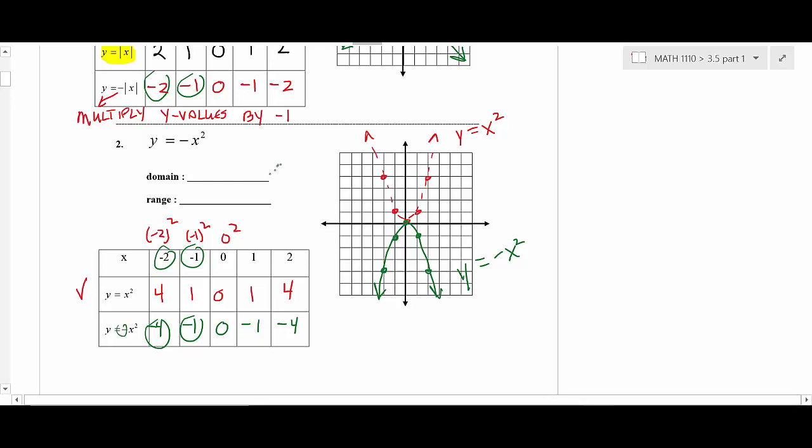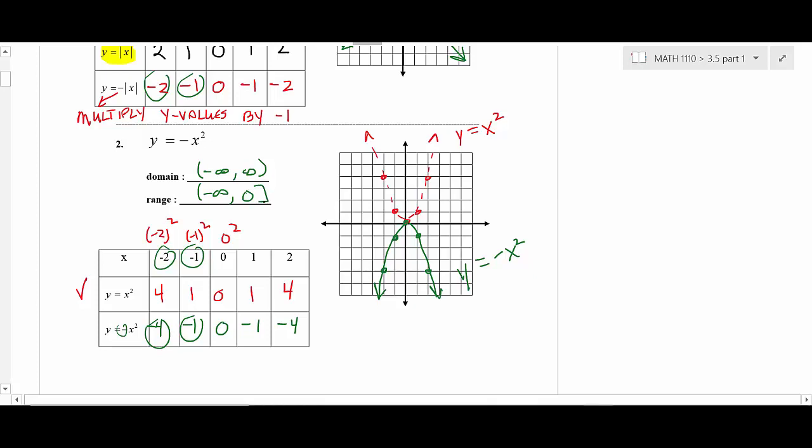The domain on this is everything. You can square any number. The range on this is exactly the same as it was in example 1. You're going from -infinity up to 0. So I'm doing the domain and range of the final product like that. So that would be the answer. Everybody solid with that?